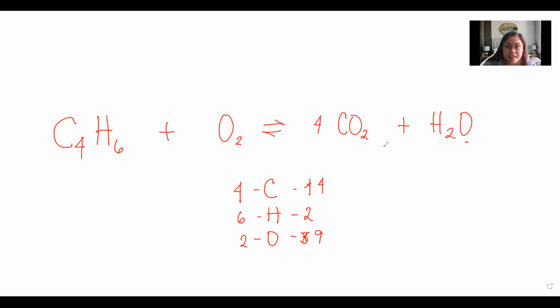Now, asa na ito? 9 na to, no? So, I'll try to balance the hydrogen. I'll place 3 here. So, this becomes 6. But again, kasama niya si oxygen. So this becomes now 4 plus 2 is 8 plus 3 times 1 is 3. This is equal to 11. So 11 na siya.